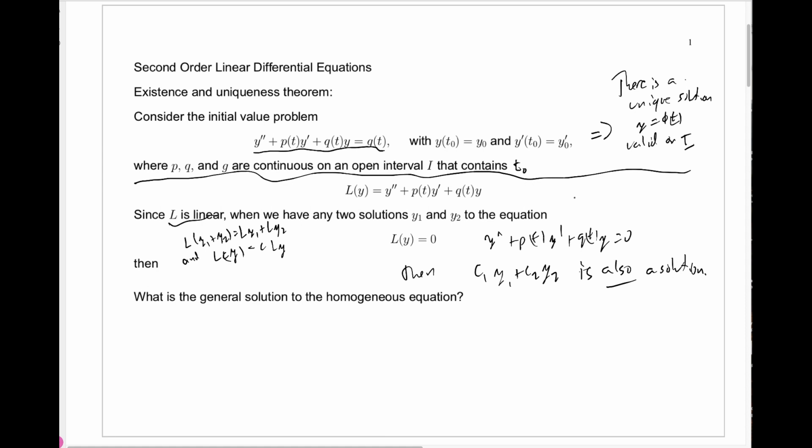Here's the important question. How do we know, let's say, for example, that we have two solutions to this differential equation, how do we know if the general solution is exactly a linear combination of those two solutions that we have? If I tell you two solutions to this homogeneous equation, are all the solutions of this form? Are there other solutions that are not of this form? This is an important question that we have to ask.